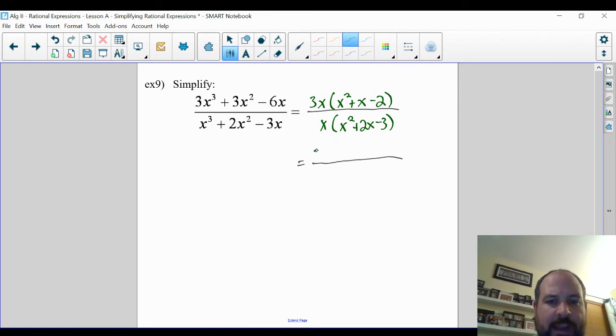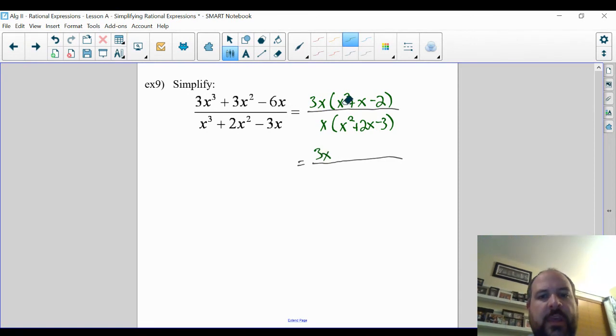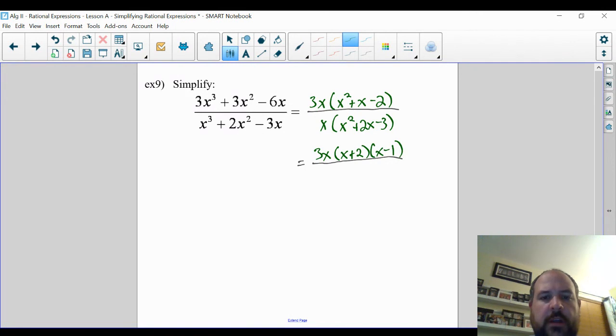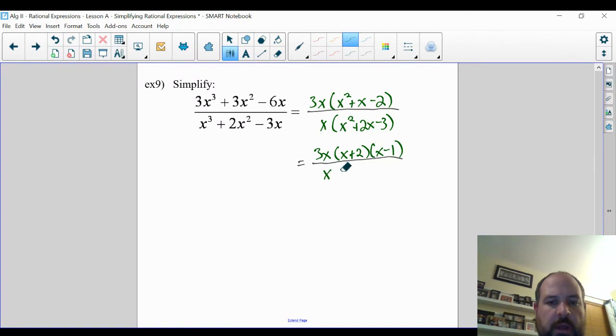And in the numerator, I have the 3x already factored out. The x squared plus x minus 2 should be a reverse FOIL. It should become x plus 2 times x minus 1. In the denominator, I already factored out the x. X squared plus 2x minus 3, also reverse FOIL. That's going to become x plus 3 times x minus 1.